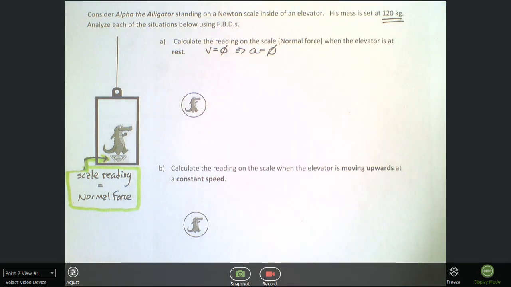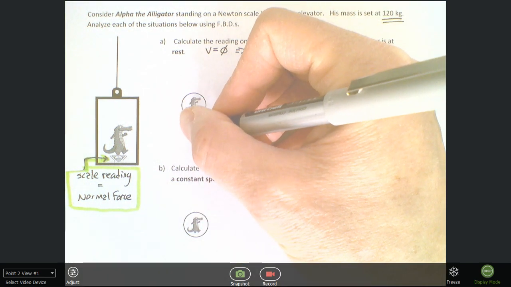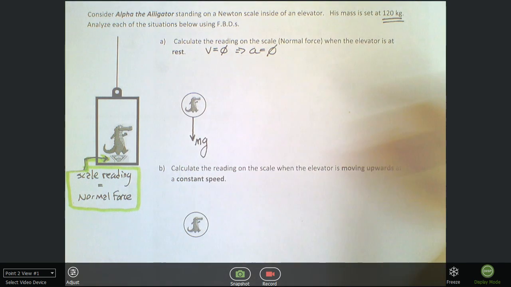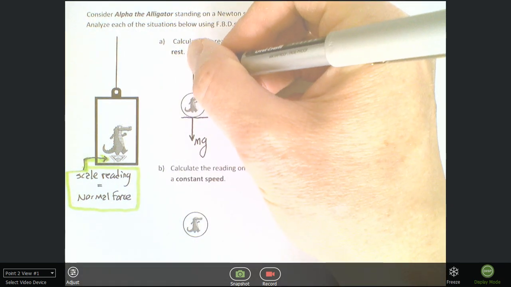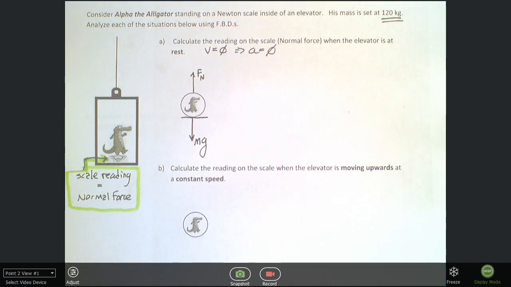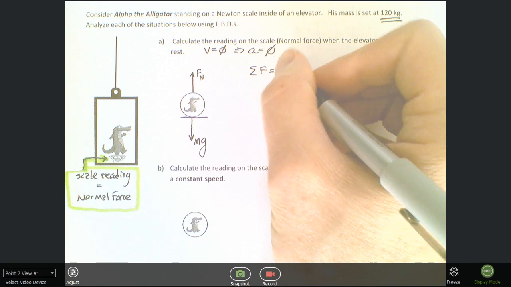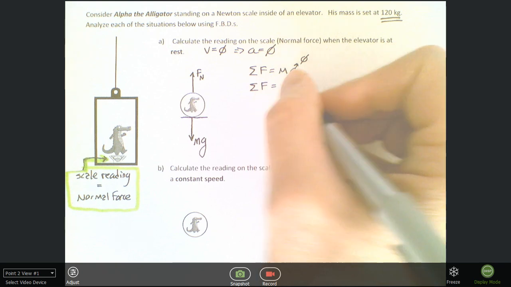So there's no acceleration. So if we were to draw this here, we know for sure there's mg pulling down, the weight of the alligator. He is in contact with the surface. So I draw that just to remind me that, okay, he is touching a surface, and there must be a normal force upwards. Now, that normal force upwards and the weight pulling down, if you're not accelerating, we know they're balanced. It's that simple. Because there's no acceleration, Newton's second law says this is 0. So the net force is 0.